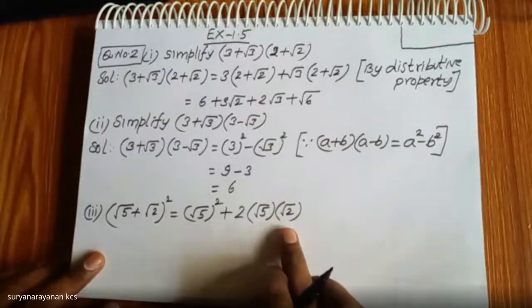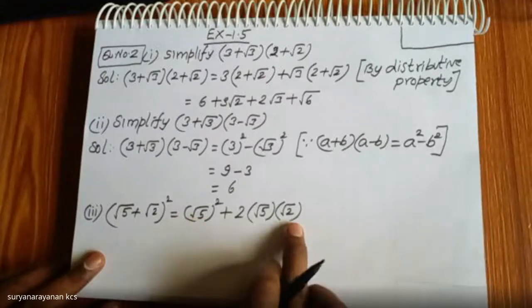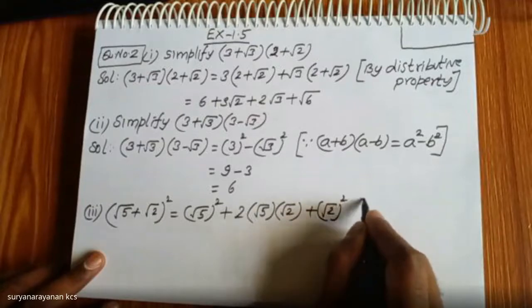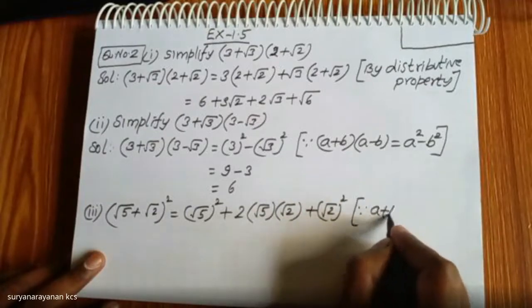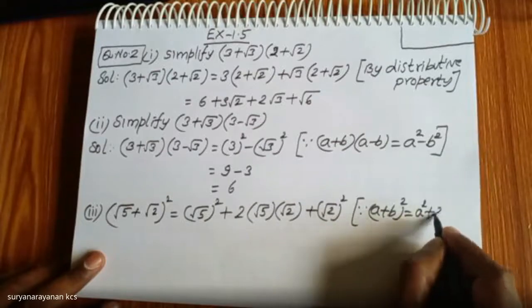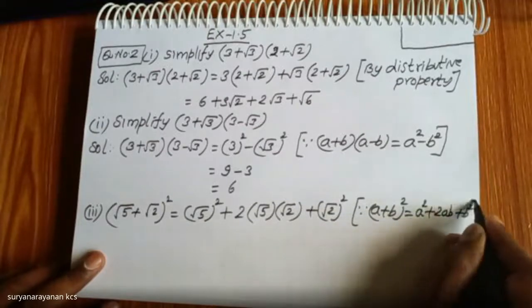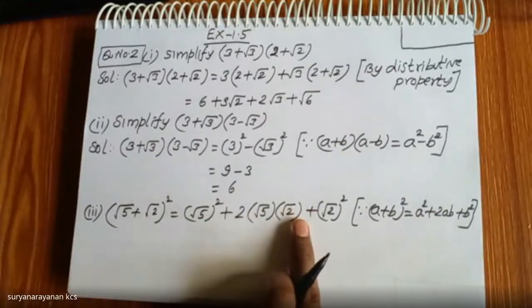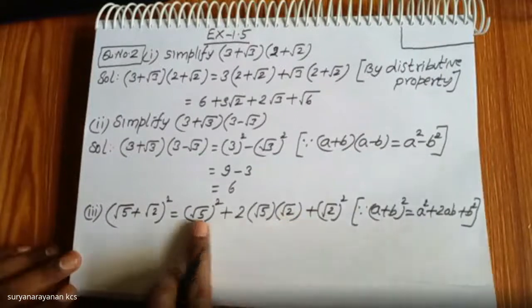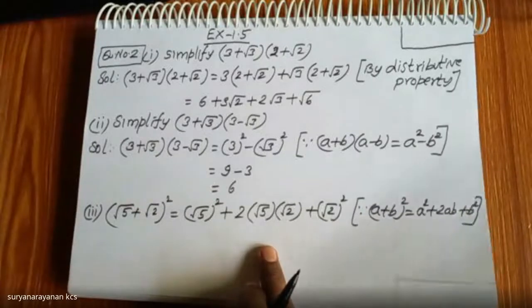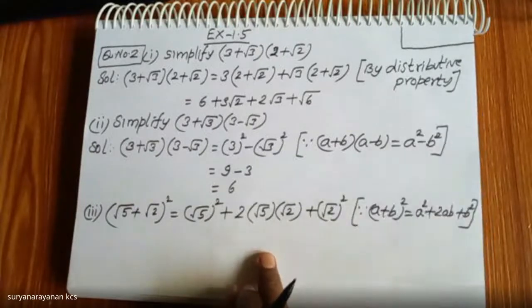So a square plus 2ab plus b square, where b is equal to root 2, because a plus b whole square is equal to a square plus 2ab plus b square. Got this step, my children? Understood this step? According to the context, we have to use an appropriate algebraic identity to simplify given expressions.